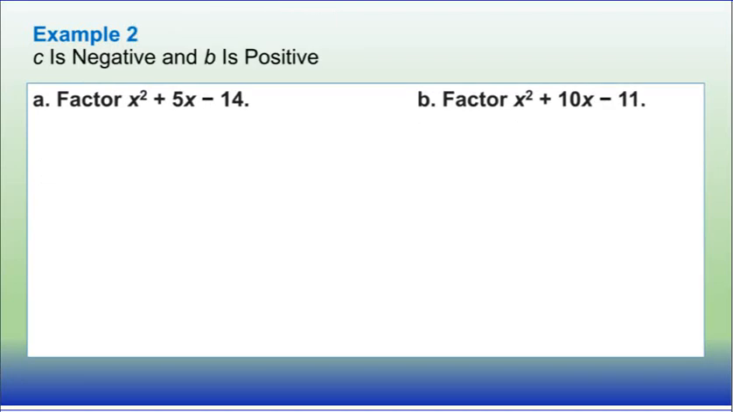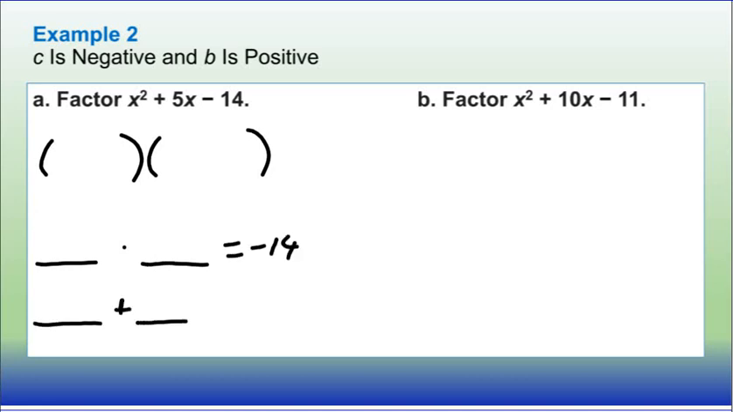Example 2, c is negative and b is positive. I have my two binomials and I've got to think, what do I multiply to get negative 14? If I add those same two numbers, it'll give me a positive 5. Since c is negative and b is positive, I know one of them is going to be positive and one's going to be negative. You have to figure out which one of those would be.